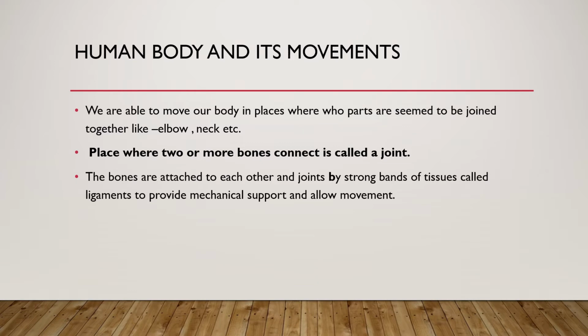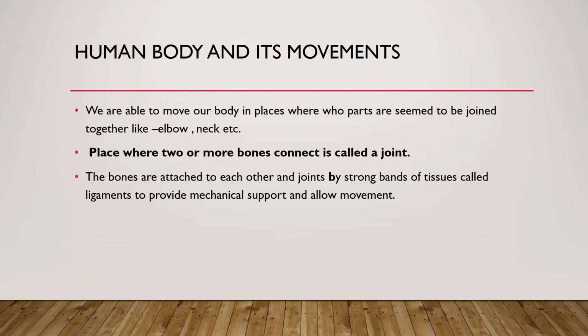Now we will discuss the human body and its movement. We know that in our body we are able to move certain body parts very easily, but not every body part. How come we are able to move a few body parts like our neck, our hands, our shoulder, and not every body part? This is because of the presence of joints. Now what are these joints?